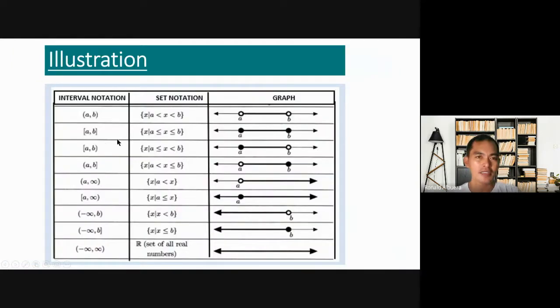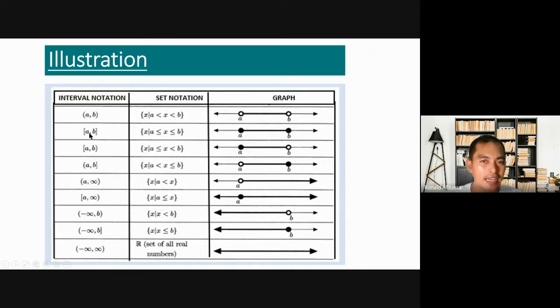So, this is the illustration of the different ways to write or to express the solution of a rational inequality. This is an open interval from A to B. So we have here the set of all x such that x is less than B but greater than A. So this is the graph from point A to point B. Kasama siya, excluded yung A and B.